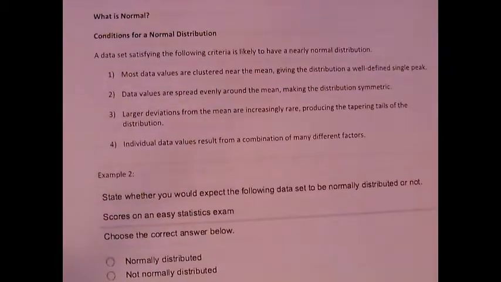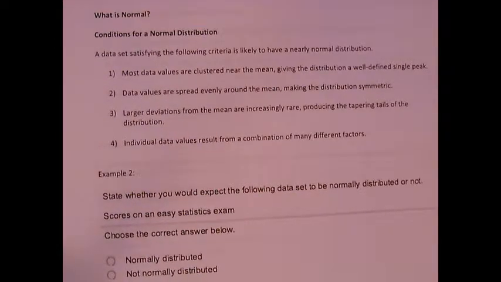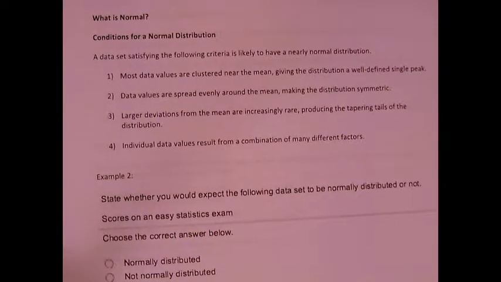Alright, next we'll look at the conditions of a normal distribution. So what is considered to be a normal distribution? A data set satisfying the following criteria is likely to have a nearly normal distribution. Most data values are clustered near the mean, giving the distribution a well-defined single peak. And the ones that we looked at have only one single peak.